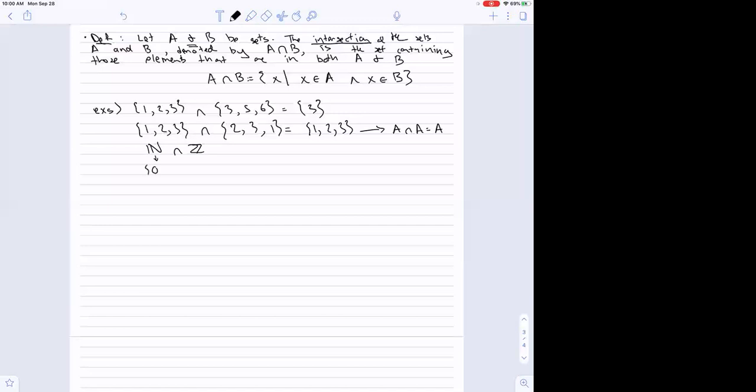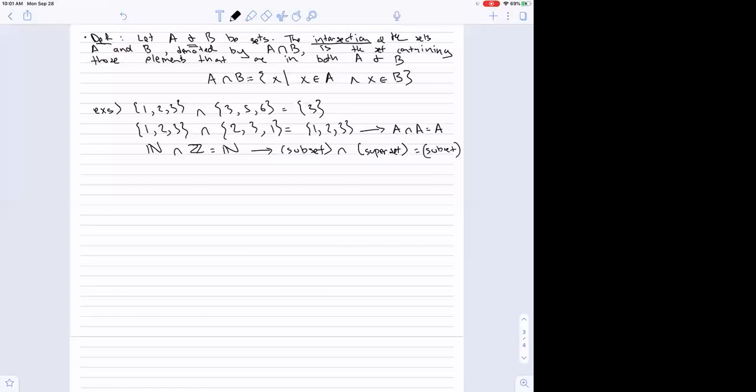Okay, so this would be the natural numbers, and that's because the integers contain all the natural numbers, so their intersection is equal to the natural numbers, but the natural numbers don't contain any of the negative integers, so we can't include any of the negative integers. And this is also a fact that's true in general, that if you have a subset and you intersect it with its superset, the set containing it, that should be equal to the subset.